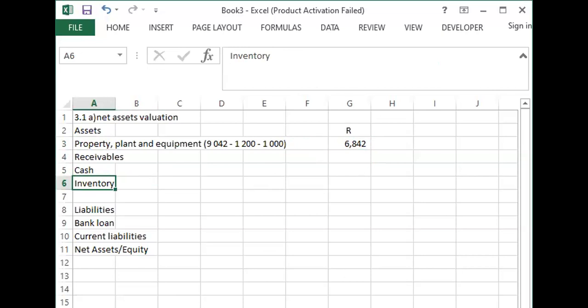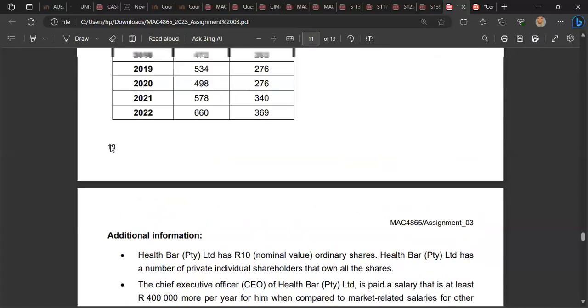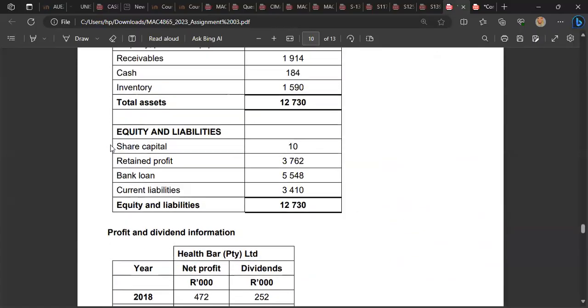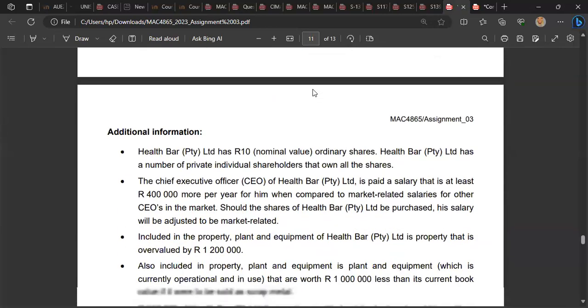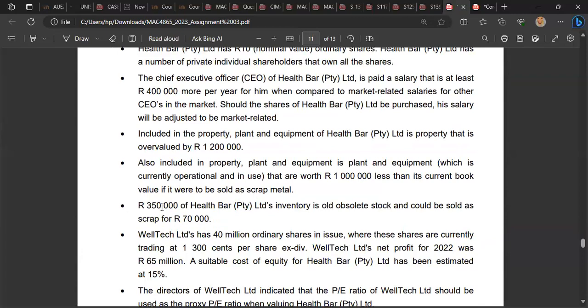Let me take you to our starting point where we are checking the value of inventory. Our inventory as per the balance sheet is 1590, but they have an issue. They are saying 350 of that inventory is obsolete, and we can only get 70 out of that. You remember that inventory should be valued at the lower of cost or net realizable value. Net realizable value is what you can get from that, so this is all that we can get on that inventory, 70 from the 350.